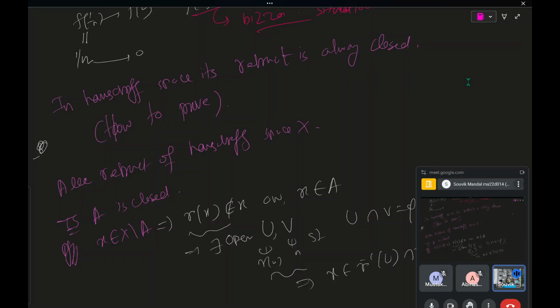Then Rx is not equal to x, otherwise x belongs to A because of the definition of R, the codomain is A. So Rx cannot equal x. So there are open sets U, V containing Rx and x respectively such that U intersection V is empty. Okay, so this implies x belongs to R inverse U intersection V. Now the claim is that R inverse U intersection V is a subset of X minus A.